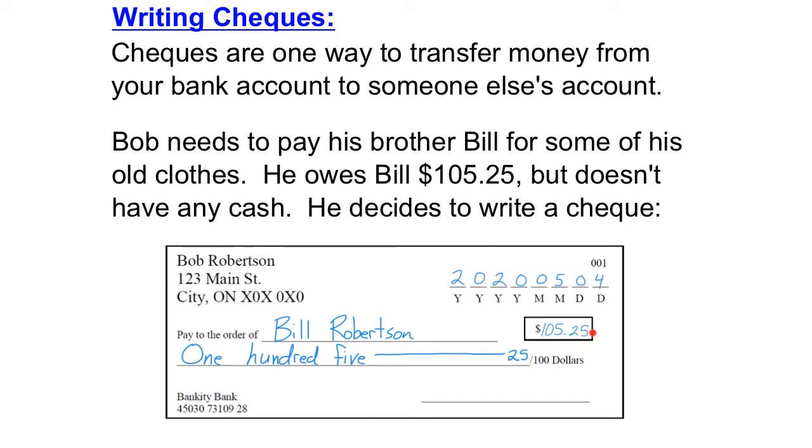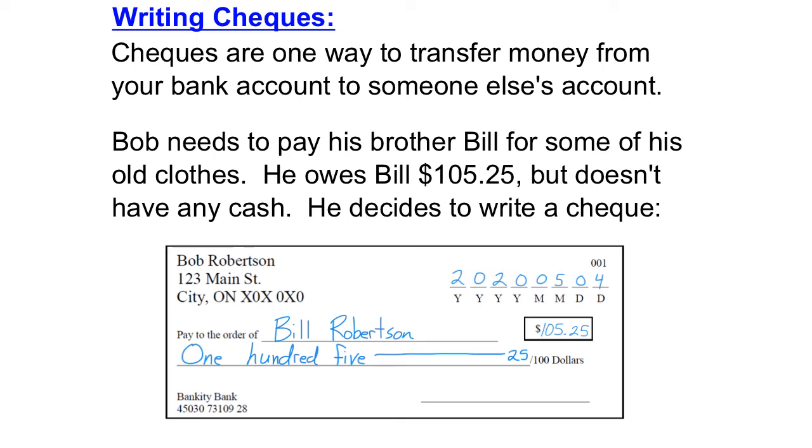That's the 25 cents. Now you'll notice I put a line here. A lot of people don't know why you're supposed to put a line here. Well, that's just so that somebody can't slip in an extra number here and get more money than what you want to transfer. It's a security feature. So you want to make sure you fill the empty space with a line.